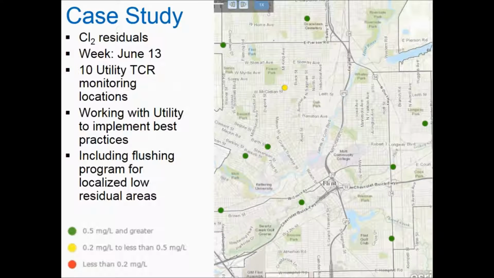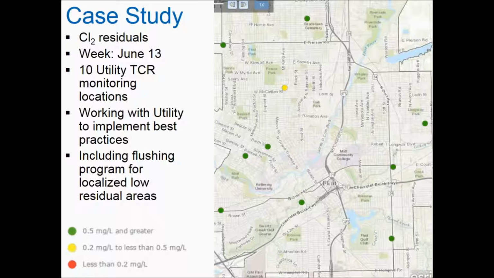We worked all year with the utility, and they worked really hard to implement best practices. These included maintaining minimum chlorine residuals that were greater than detectable, and implementing a flushing program for areas that had basically localized low flow. And so one of the best practices that we worked hard to incorporate into Flint was to maintain chlorine residuals greater than 0.2 milligrams per liter throughout the water distribution system. This is a pretty well documented best practice. It's in the AWWA Partnership for Safe Water. It's in the Ten State Standards and elsewhere.